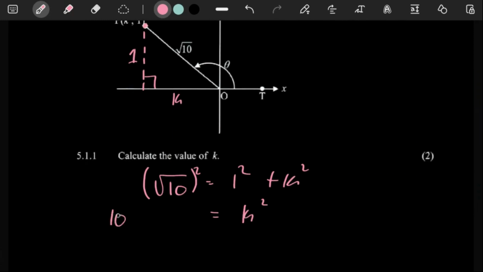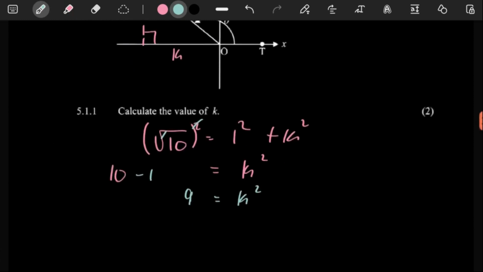This is going to give you a 10 because the square root cancels the square. Minus 1 here. This squared, K squared. 10 minus 1 is like 9. And then you have the square root of 9. That's going to be K here, square root of 3.